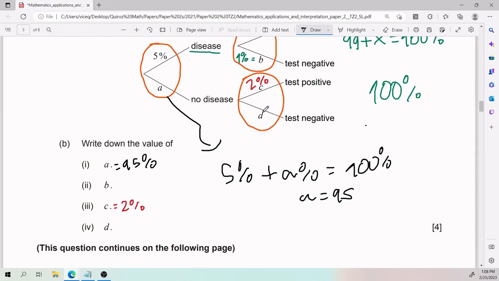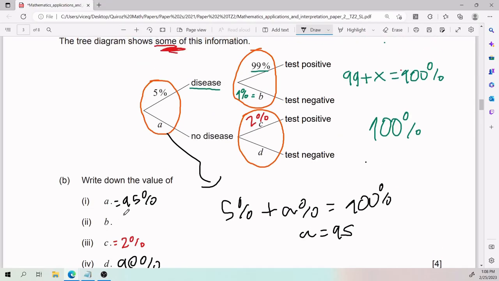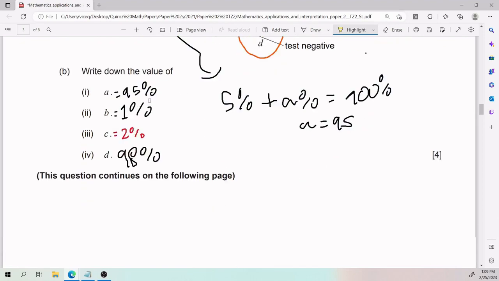If C is 2%, D has to be 98%. And B I already did earlier, see? So again, this part is not particularly hard, but you do have to understand well how the tree diagram works. The biggest hint I can give you is this thing that I drew in orange. See? What is important about it? Every orange thing equals 100%, and you work from there. Awesome. So we keep going.